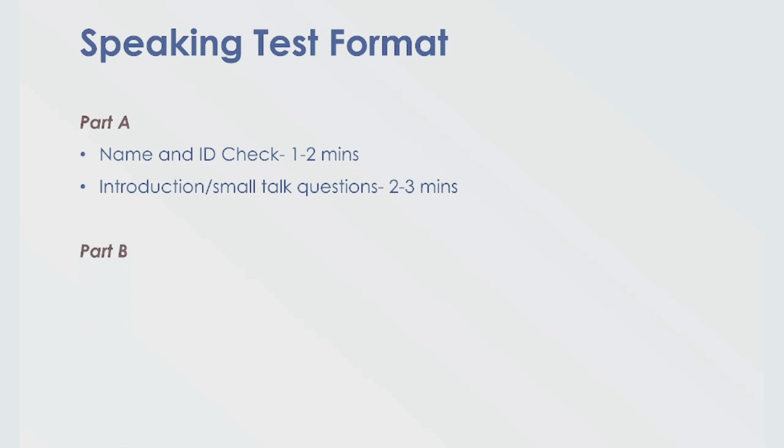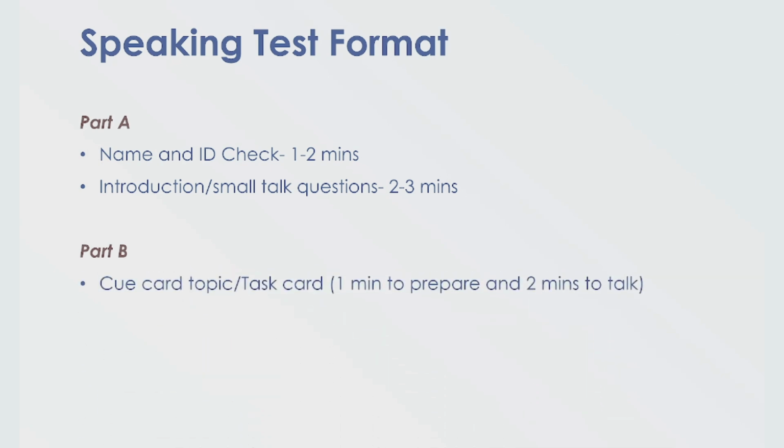Then comes part B, where the examiner will give you a task card, or sometimes we call it a cue card, which asks you to talk about a specific topic. Now this topic will have three specific questions which you need to include when you're answering. You're given 1 minute to prepare and write notes as well, which I will show you how to do soon. And then you will be asked to talk about the topic.